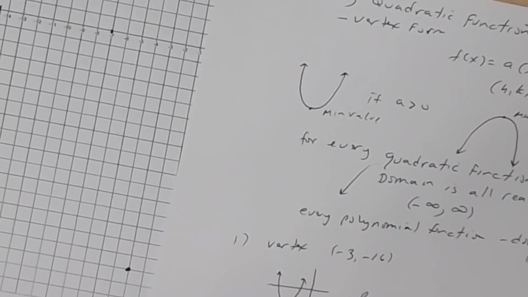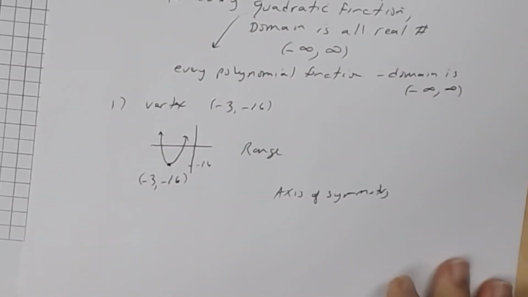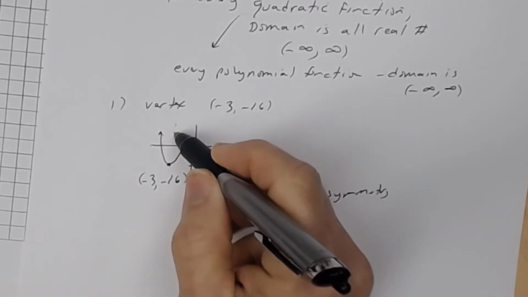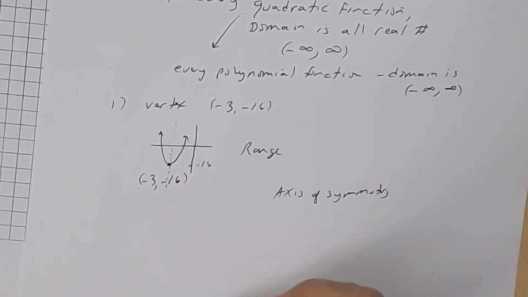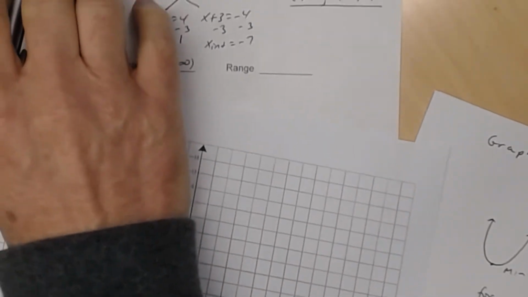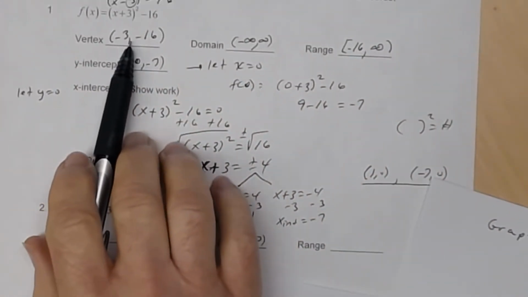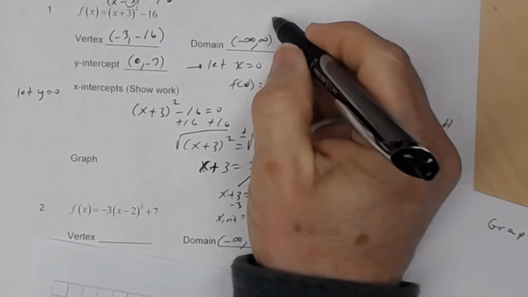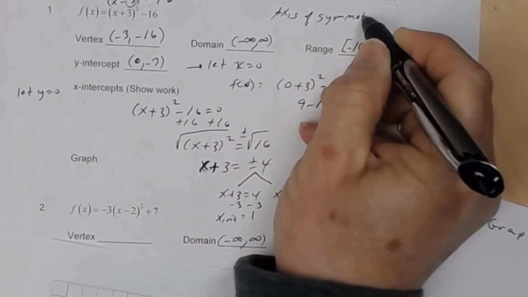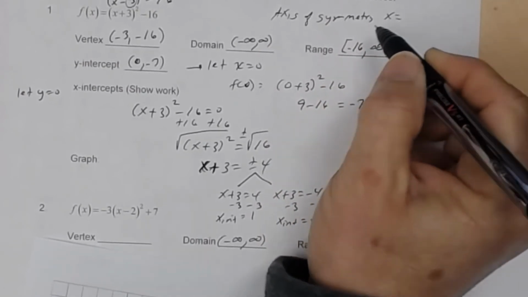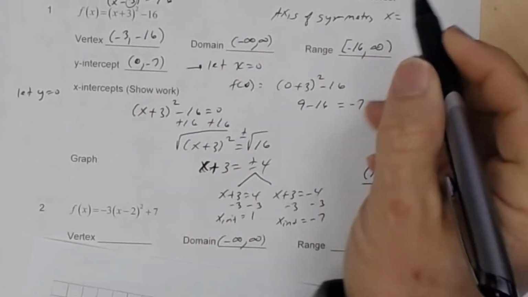Axis of symmetry. In the previous lesson, you talked about the axis of symmetry. Remember, the axis of symmetry, and we're going to use the dotted line for that, goes through the vertex. In this case, if my vertex is negative 3, negative 16, the axis of symmetry is a vertical line, so the axis of symmetry is x equals negative 3.